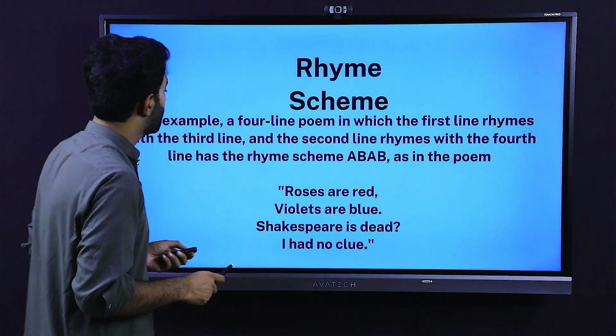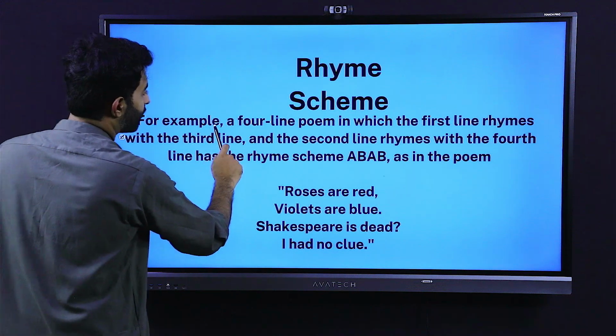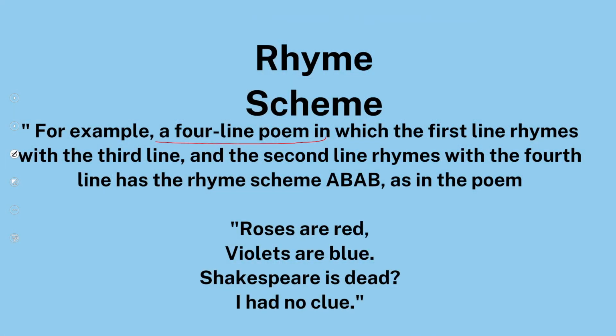Now, let's look at this example. A 4-line poem in which the first line rhymes with the third line and the second line rhymes with the fourth line has the rhyme scheme A B A B, as in the poem. Let's look at this very easy poem. Roses are red, violets are blue, Shakespeare's is dead, I had no clue.